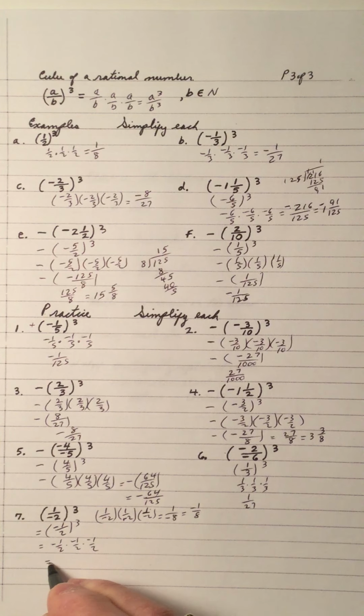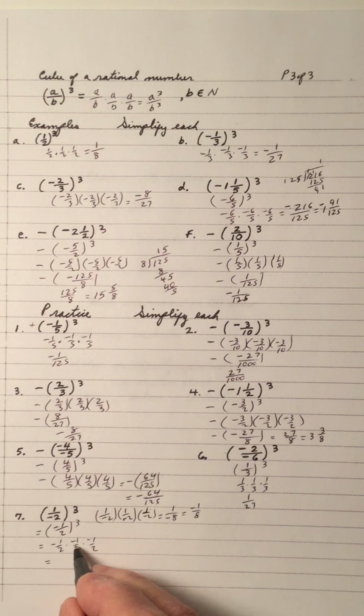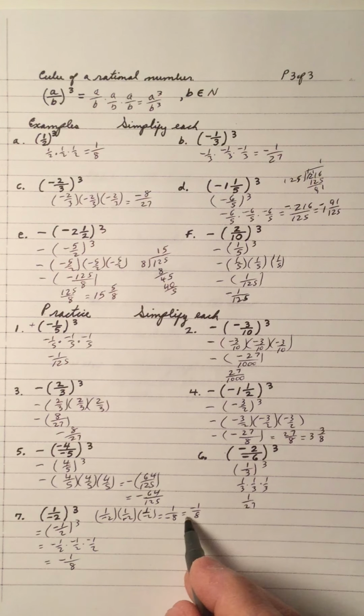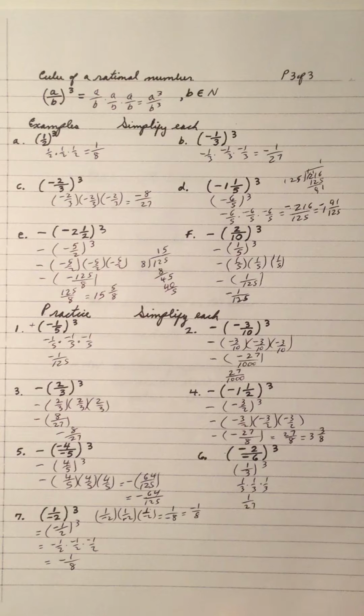So now I have negative times negative times negative is a negative. 1 times 1 times 1 is 1. 2 times 2 times 2 is 8. And I get the same answer no matter how I do it.